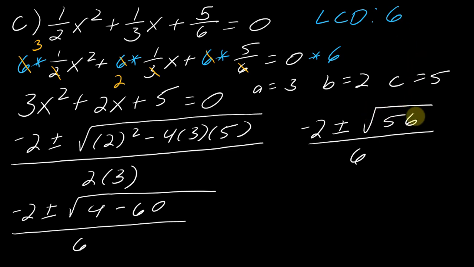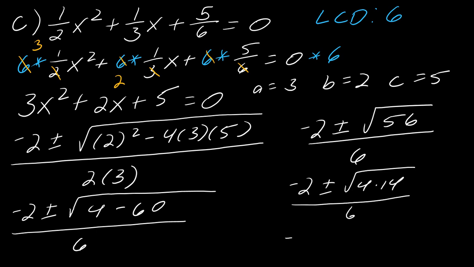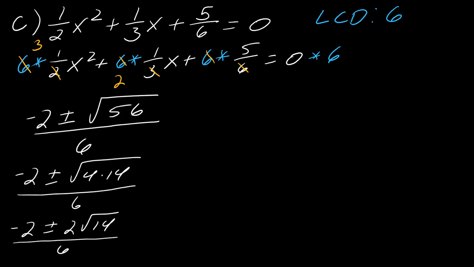Now, the largest perfect square that goes into 56 is 4. So just to make this clear, this will be 4 times 14. That allows me to break down the square roots. So this becomes -2 plus or minus 2 times the square root of 14 over 6. Now let's be careful. I'm actually going to make a little more space to finish this problem. I just don't want to get cancellation happy when I'm doing this.